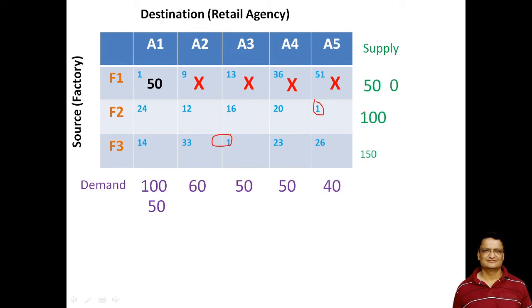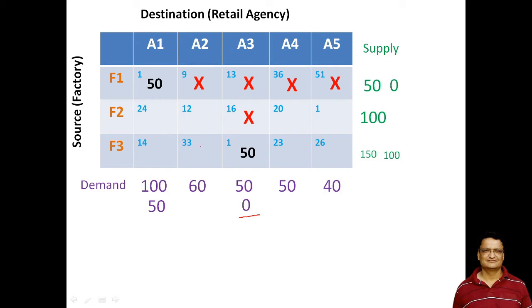Among these two cells I will select this cell because I can allocate the maximum amount of products. So here I will allocate 50 products because the demand is 50, and it has fulfilled the demand. So I will cross it out, and this 150 will now reduce to 100. This particular cell will be crossed out because the total demand has been fulfilled.